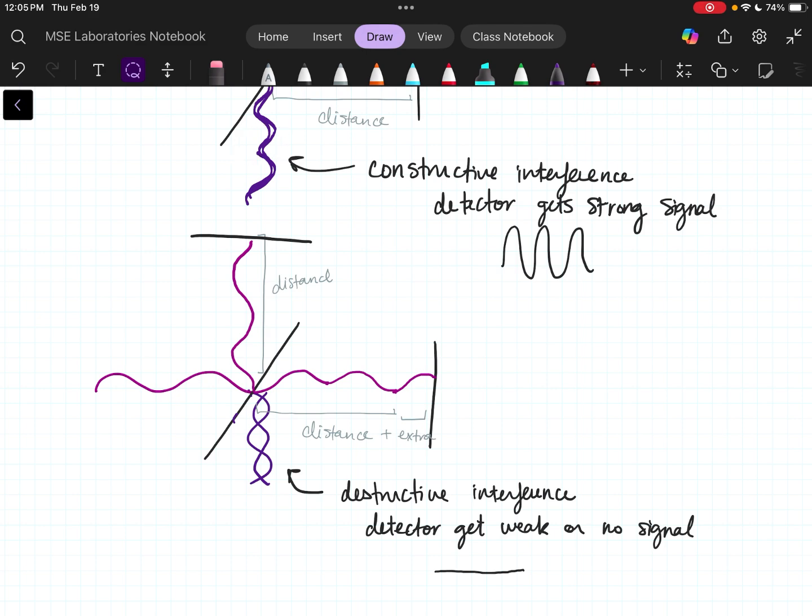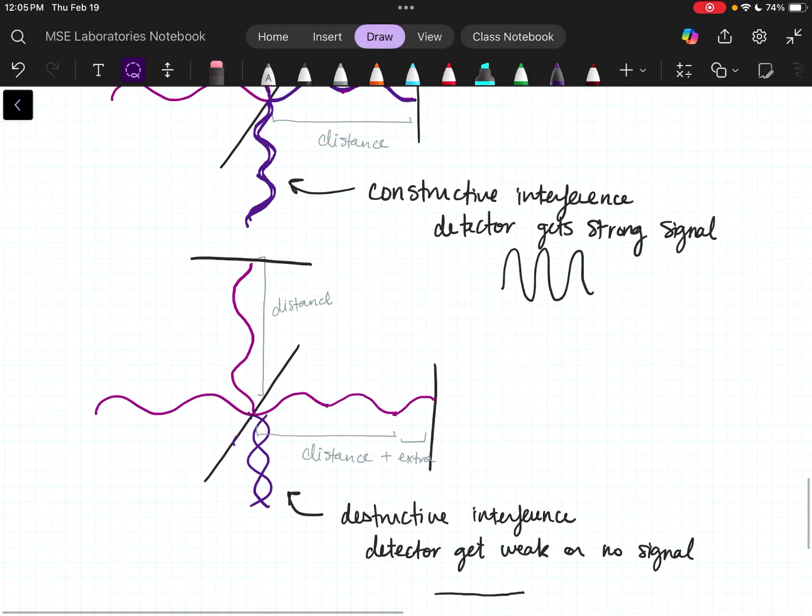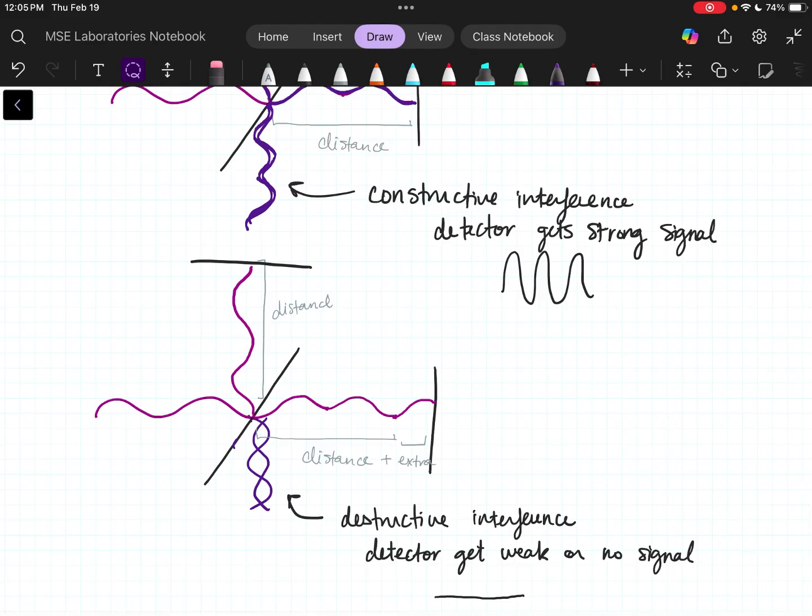So we can create this distance as part of the design. And the goal is that at some distances, some wavelengths are going to be destructive, but others will be constructive. And then maybe here, this one's destructive, but that one's constructive. So by moving this back and forth, different wavelengths are going to come through versus others.